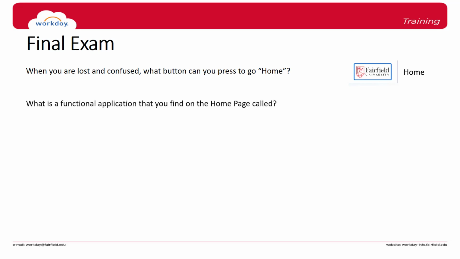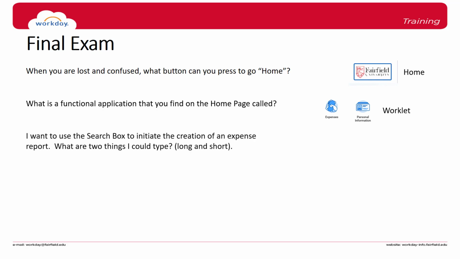What is a functional application that you find on the homepage called? Something that lets you do work. Worklet. I want to use the search box to initiate the creation of an expense report. What are two things I could type? Both the long and the short version. Okay, I want to create an expense report. Create expense report, or the shortened version, the first three letters of each word. Remember, in Workday, less is more.